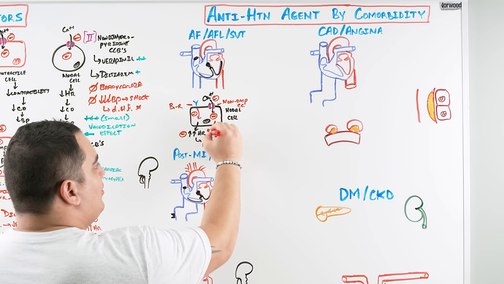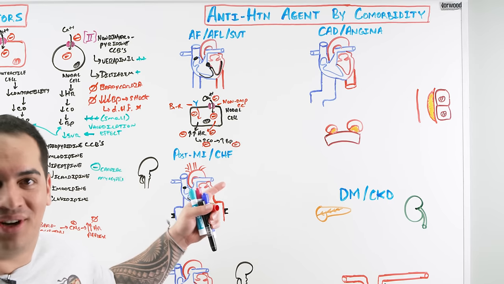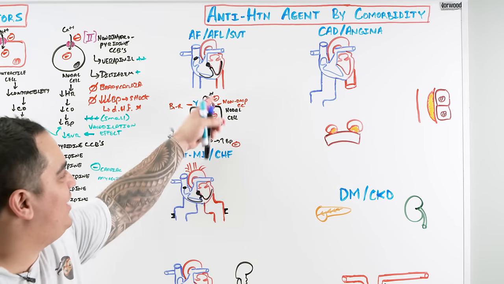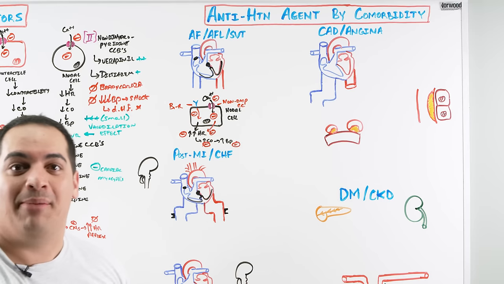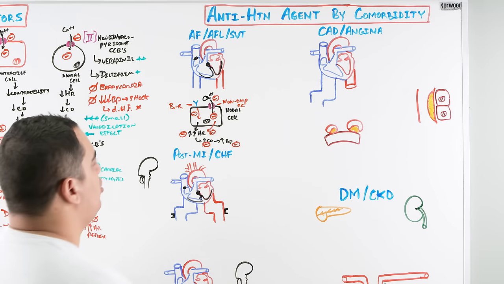Because of that, it will drop the patient's heart rate, drop their cardiac output, and drop their blood pressure. So these would be two great drugs in patients who have hypertension plus have some tachyarrhythmias. So what are these two particular drug categories?